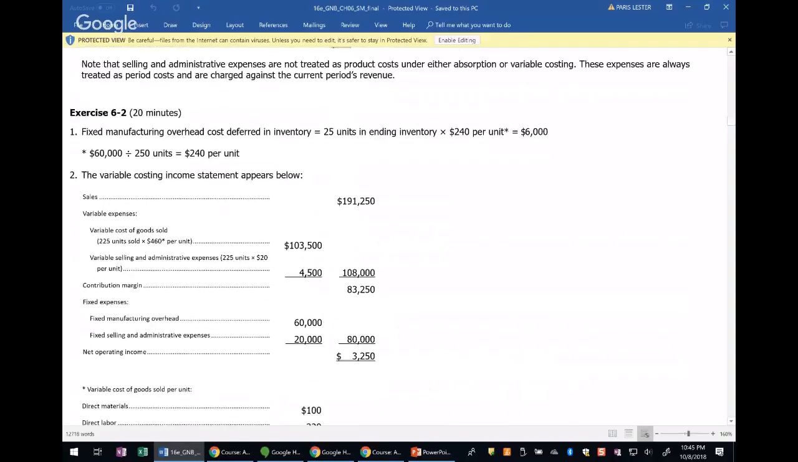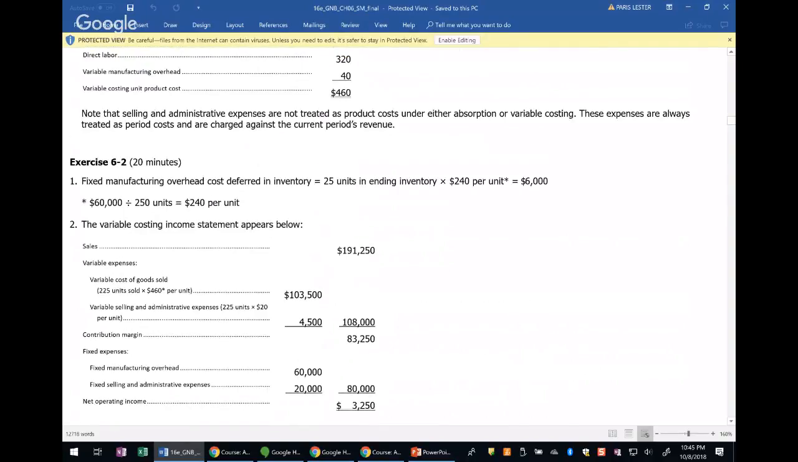If you didn't get it finished, don't worry. We'll practice plenty more of these. Now, the information you have, sales 191,000. Now, hopefully that didn't change. Okay. Now, you can't take just cost of goods sold. You've got to take your variable cost and your variable selling and administrative, 225 units. Now that's 460 and 20. Now, if we go up here and look, variable costing is the 460.